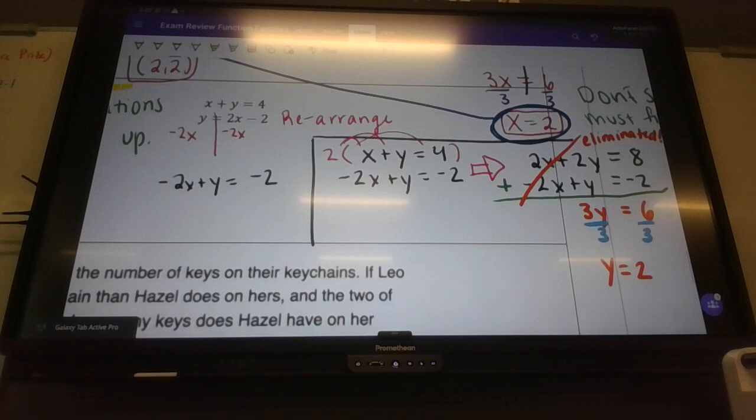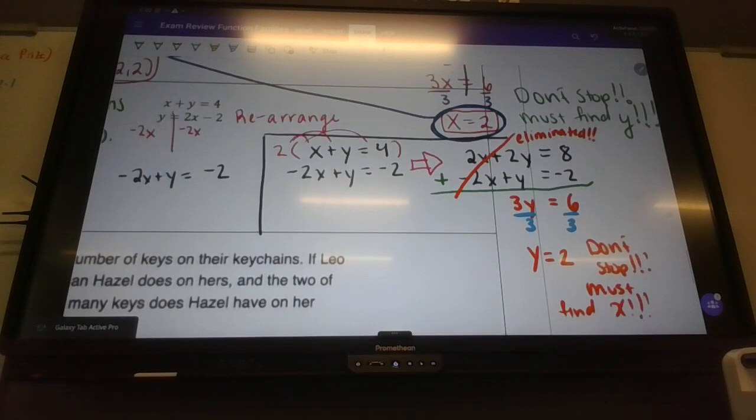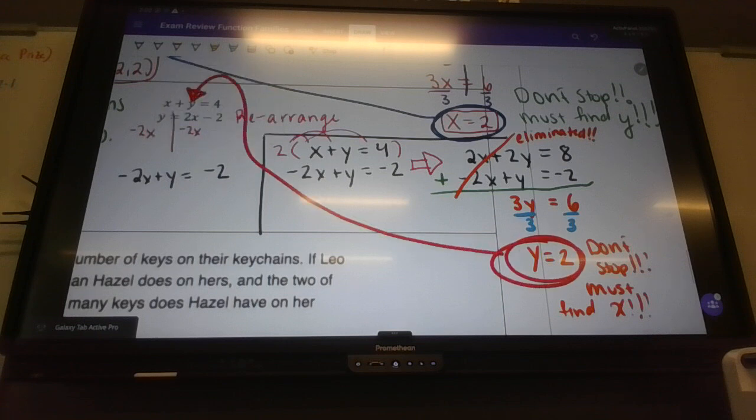All right, we're not going to stop. Don't stop with y, must find x. For any system of equations, you need to find the point they cross. You need x and y. So I'm going to take this y equals 2, and I'm going to put it right back into the original problem to find x.